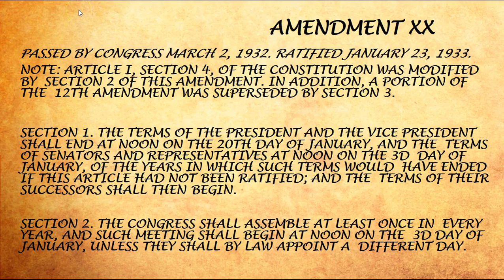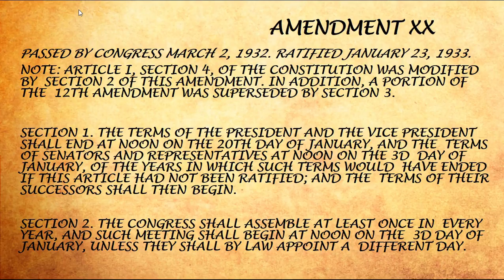The 20th Amendment, passed by Congress March 2, 1932, and ratified January 23, 1933. Note, Article 1, Section 4 of the Constitution was modified by Section 2 of this amendment. In addition, a portion of the 12th Amendment was superseded by Section 3.